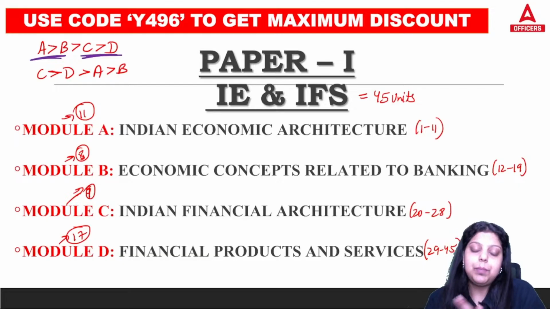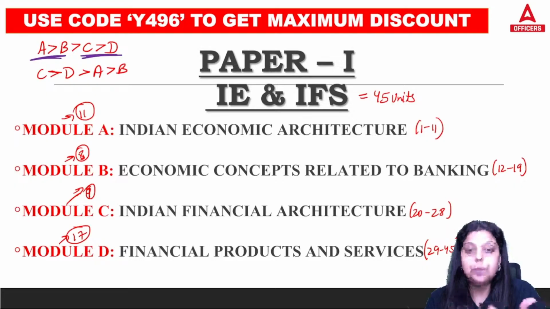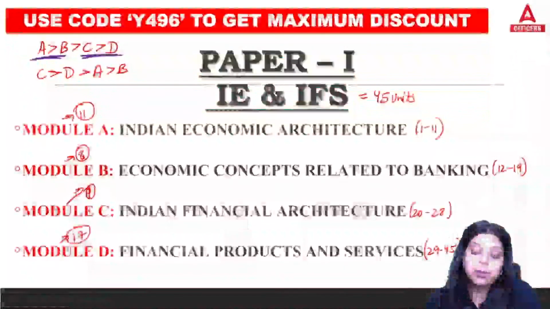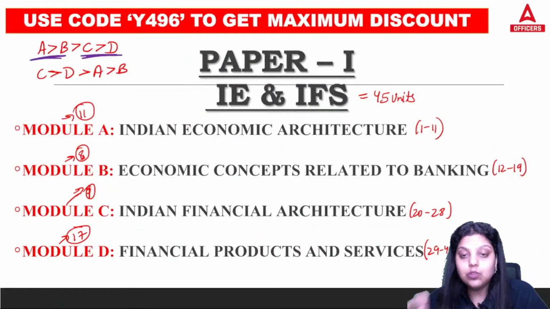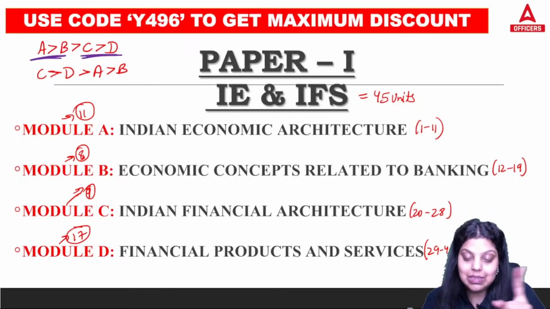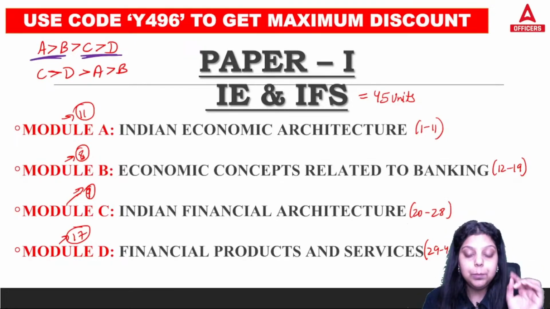Okay. Apart from that, if I talk about the sequence of modules on the basis of the weightage in your paper, then the sequence will be D, C, B and A. Okay, D, C, B, A is the sequence on the basis of the weightage in the paper. But because we have to clear the paper, this sequence has to be followed. Okay, for the IFS subject, not for every subject, but for the IFS subject.